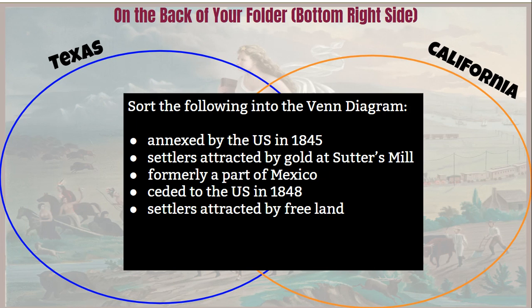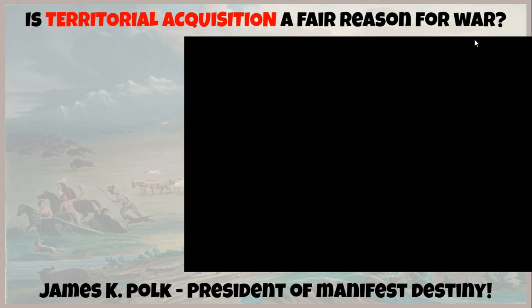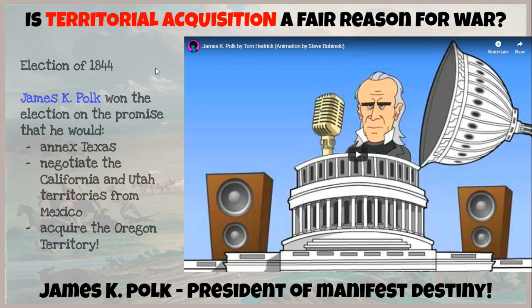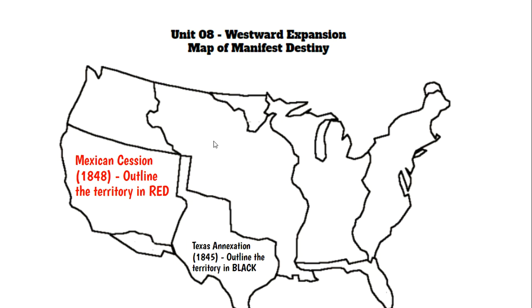So if you'll take these, either reasons for people coming to that region or how they joined the Union, and even what they might both have in common, and then sort them into your Venn diagram. You should have 2 on either side and 1 in the middle. All right, to wrap up our lesson, here's a quick video over James K. Polk. I'm going to fast forward to the instructions for your activity, and you can listen to this while you work, or you can continue on with the coloring.